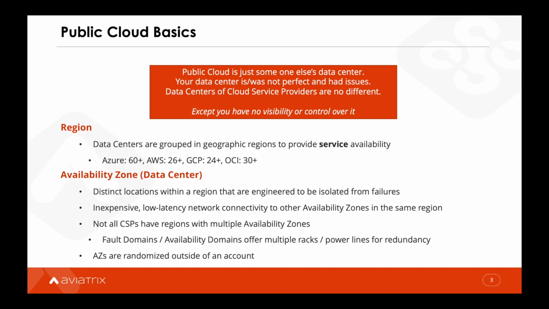For example, Azure has a concept of availability set, which provides redundancy by means of multiple racks and multiple power lines. In OCI, the same concept is called a fault domain. Also note that CSPs randomize availability zones across accounts or subscriptions. So for example, for 2 different AWS accounts, what is US East 1A for one account may or may not be the same as for the other account. It might end up being US East 1B or US East 1C. But within an account, US East 1A will always be the same physical availability zone.